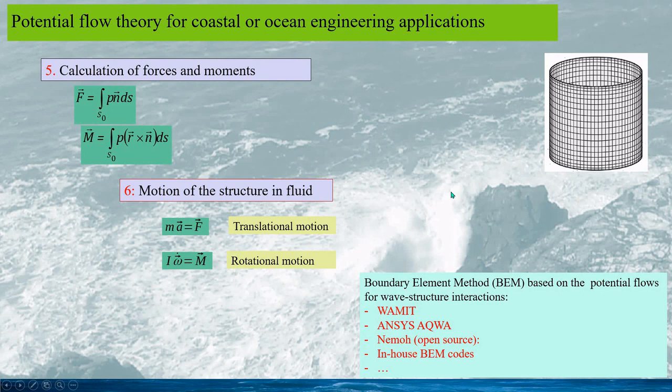So far, the boundary element method based on potential flows has been well established, and the software is available commercially, or as open source or research code. The famous commercial boundary element methods include WAMIT and ANSYS AQWA. We can download the open source boundary element method called NEMOH. And in many universities and institutes, they may have their in-house research codes.